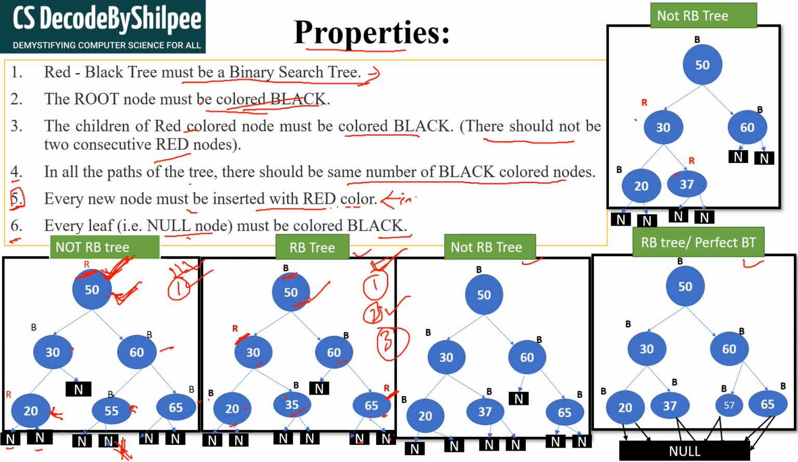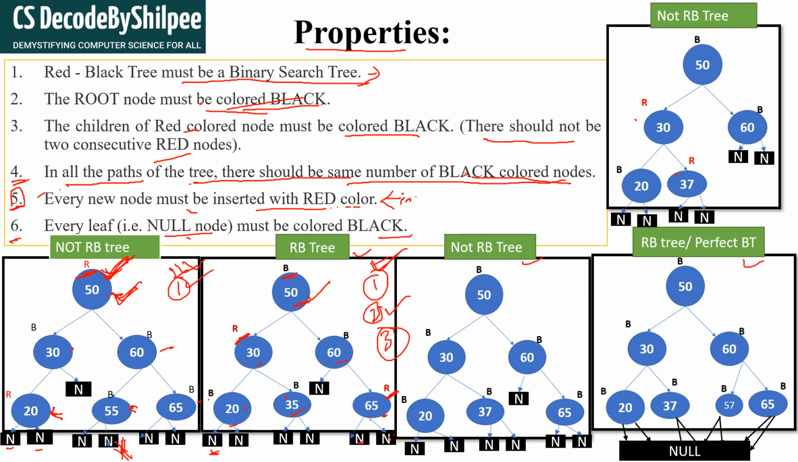Now coming to the fourth property. Fourth property is saying about the path of the tree. In all the paths of the tree there should be the same number of black colored nodes. One more thing: how do you know what the paths are? As many null nodes as there are here, that many paths there are in the tree.